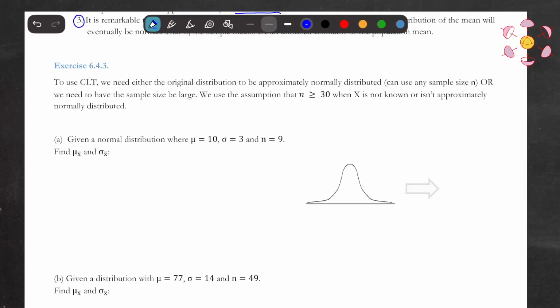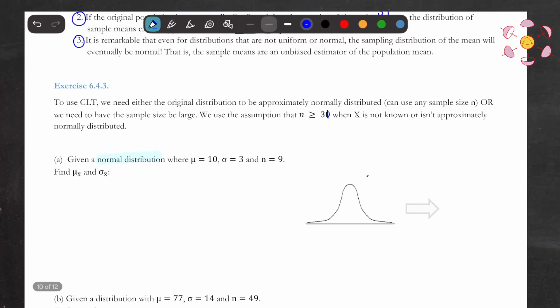So basically, let's look at part A. Okay, here it says use the assumption that either the original distribution is normally distributed or that we have a large sample size. Small typo, we need 31 here. Okay, so it says given a normal distribution, so right off the bat, we are starting off with a normal distribution. Let's call this one OG for the original, the starting distribution.